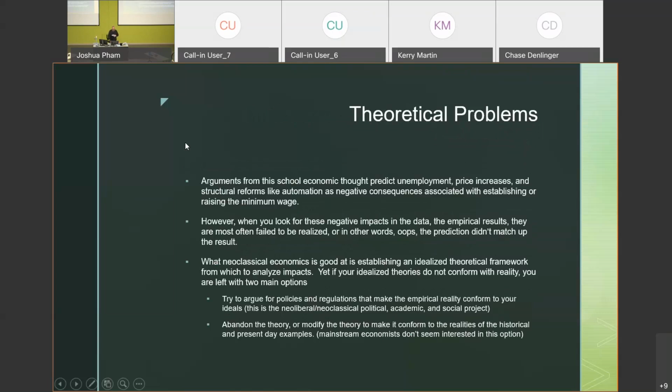Arguments from this school of thought predict the unemployment, they predict the price increases, and structural reforms like automation, which you hear a lot about. I didn't hear it yet tonight. But what happens when McDonald's has to pay $15 an hour is supposedly they're going to hire a bunch of robots. Nobody's going to be able to work as a cashier at McDonald's anymore, make French fries or fill the Cokes up. Lots of effects like that. Those are what I'm counting and considering as the cost.